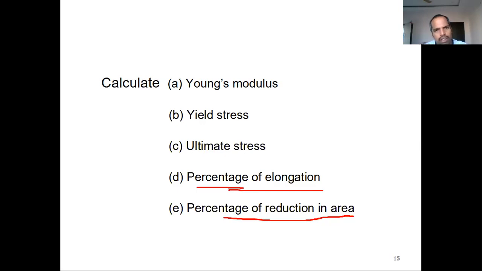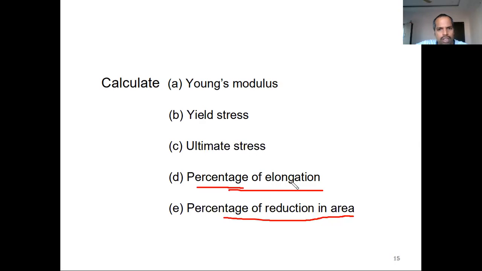And percentage of elongation: the total elongation divided by the initial length. Final elongation means the change, delta L, after the final elongation, that is the total elongation given, divided by initial length, into 100. That will give the percentage elongation. Similarly, percentage reduction in area: the area at failure, that is the reduced area, divided by initial area, into 100. That is the percentage reduction in area.